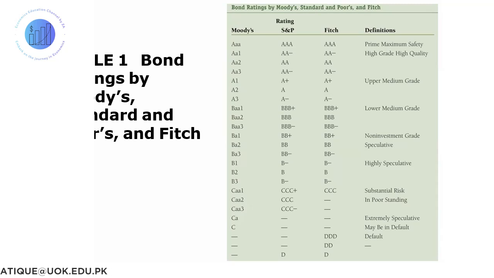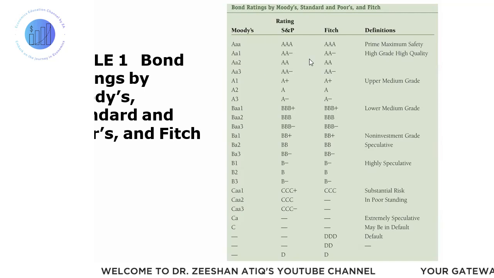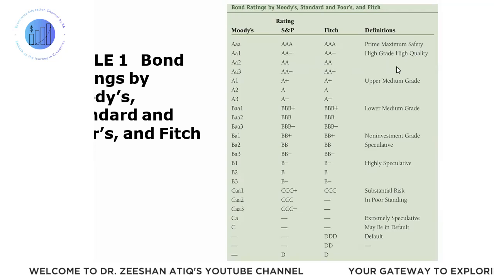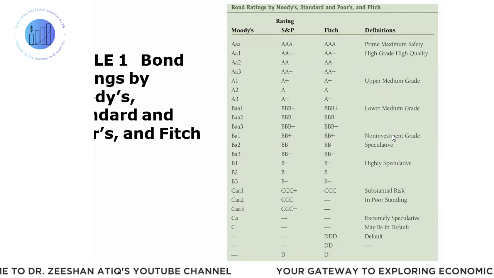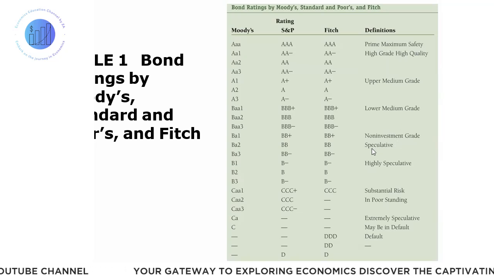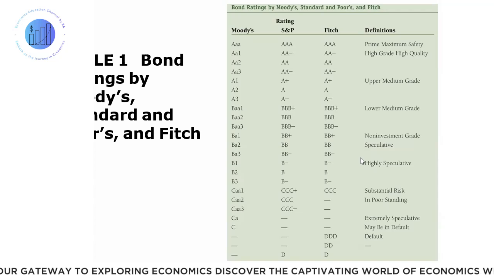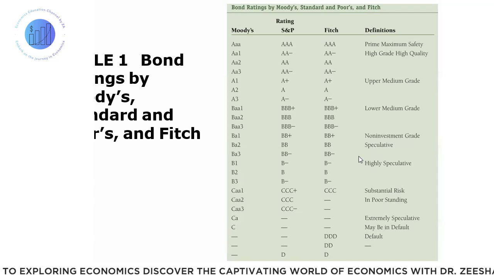So the companies that have got higher ratings are actually less risky. For example, if a company is getting the rating of AAA, it means that whatever investments you are making are maximally safe. If it is AA or AA minus, according to Standard & Poor's or Fitch, it is high grade. As you move down, you see lower medium grade, non-investment grade, speculative, highly speculative. Speculative means it's highly volatile. It depends on the speculations.